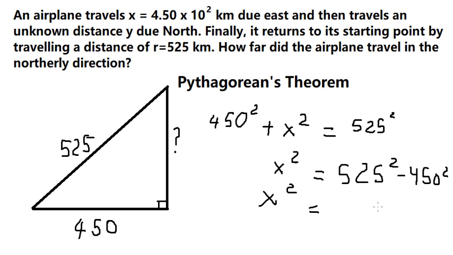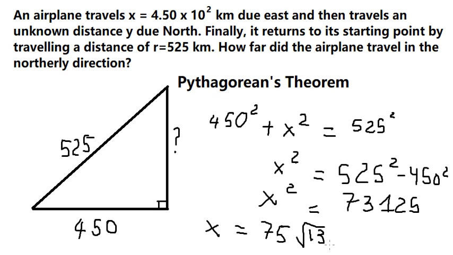So we calculate this one, and we have 73,125. And now we take the square root of both sides, and we have 75 times the square root of 13, and this is approximately 270.42 kilometers. And this is the final answer.